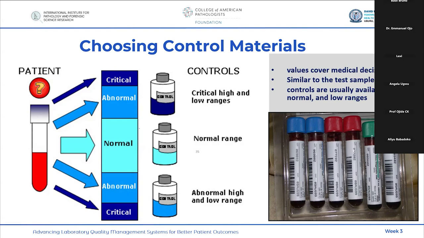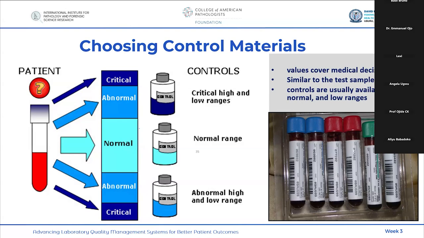So we look at all of this when we are choosing the quality control materials to be procured. So we talk about the fact that the QC materials have to be similar to the test sample. It has to mimic that sample. And this simply means if you have whole blood, if you're looking at hematology, maybe a full blood count control, you don't want to use a plasma or serum-based control for hematology.